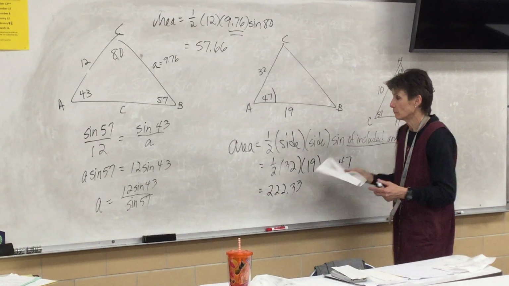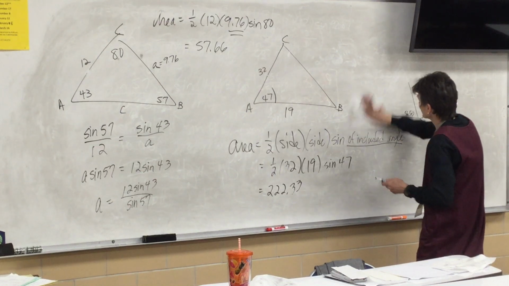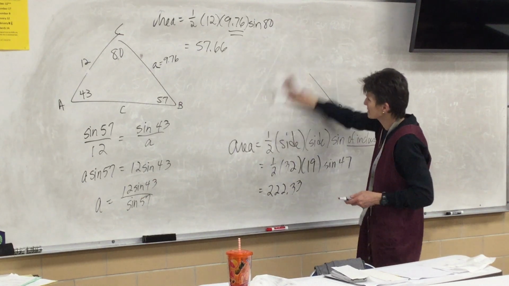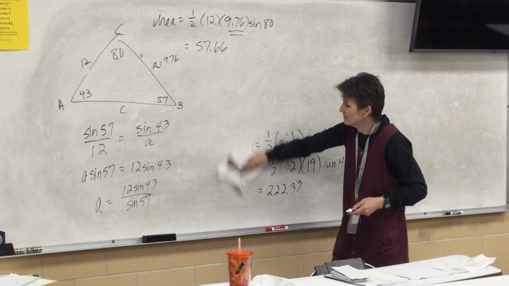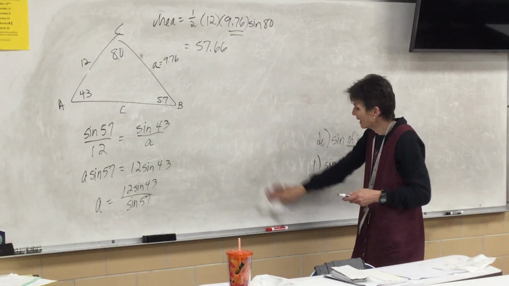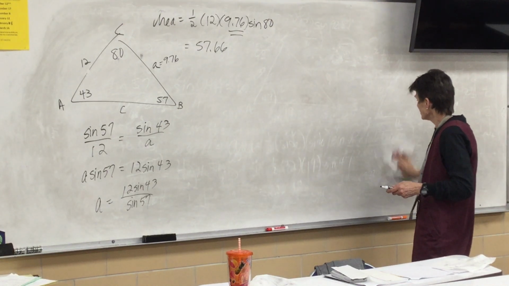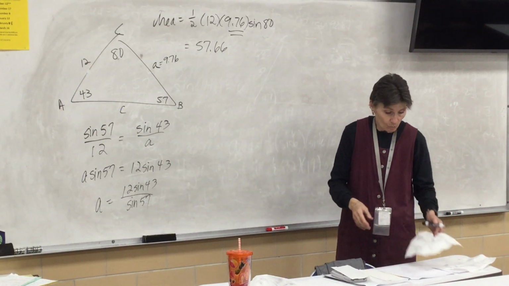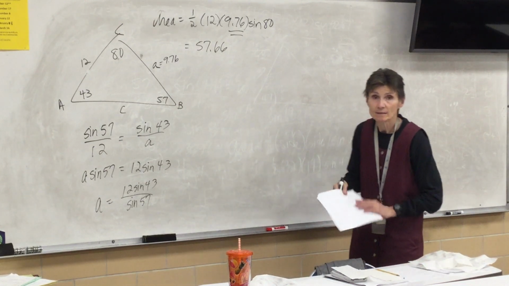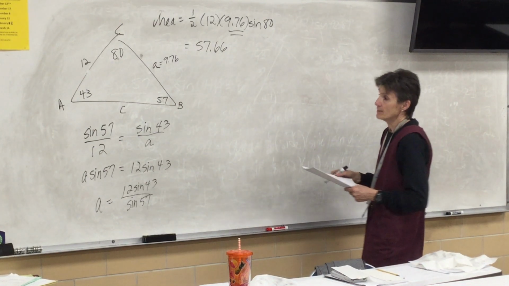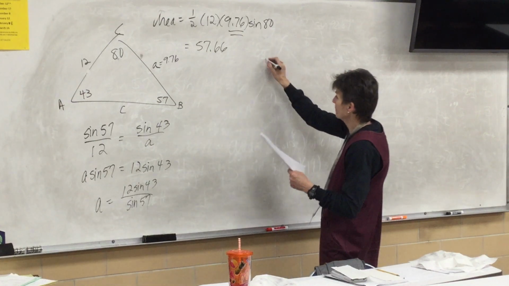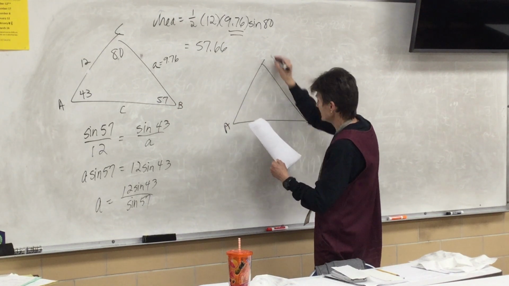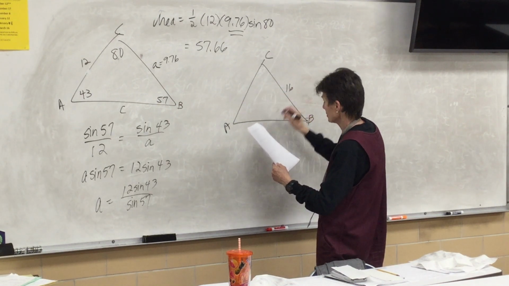So, new area formula, 1/2 side side sine of included angle. What's my caution to you? You must have 2 sides and the included angle. If you do not have what you need, then you're going to use the law of sines or cosines to find it, which is exactly what we did. We used the law of sines to find the missing side, and then as soon as we had that side, we had our area.